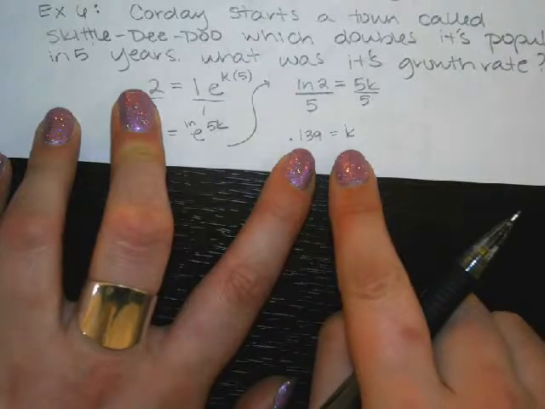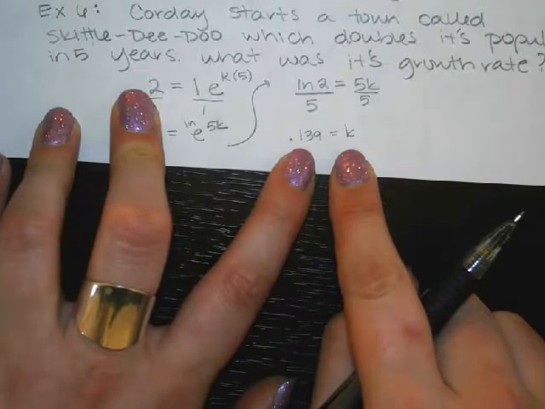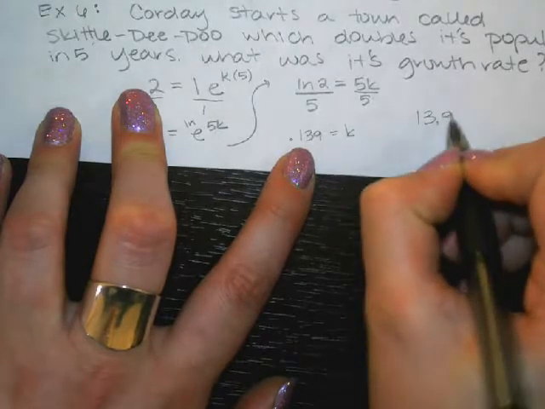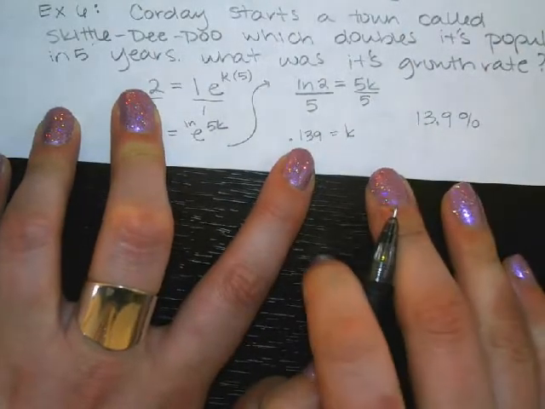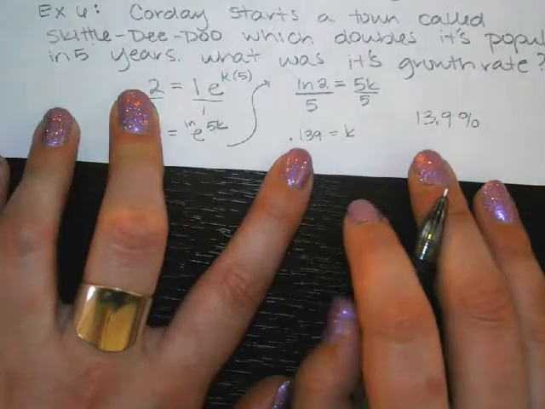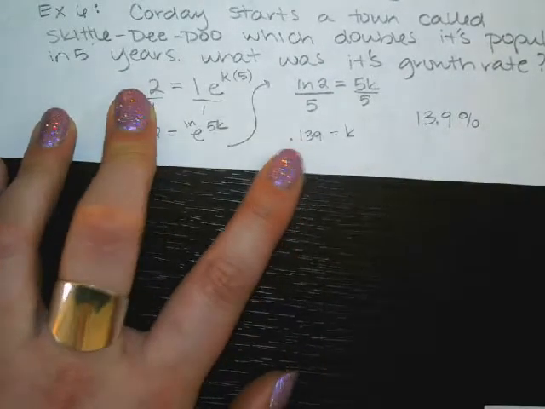So what percentage was his town growing? 13.9% growth rate. I mean, that's pretty good. You only start off with 1 person, you end up with 2 people, but that's beside the point.